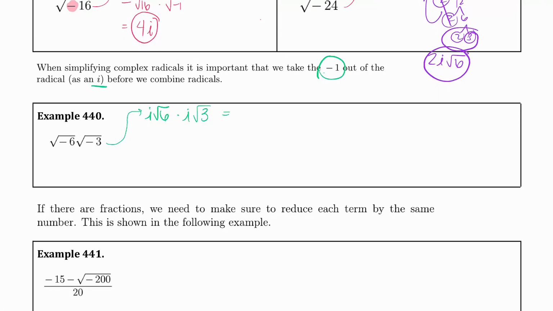Well, now if we multiply these, i times i is i squared, or negative 1. Square root of 6 times square root of 3 is square root of 18. We can simplify the square root of 18. We get 2 and 9. 3 and 3, we've got a pair of 3's. So I get negative 3 as my coefficient, 2 as my radicand. We get negative 3 square root of 2.